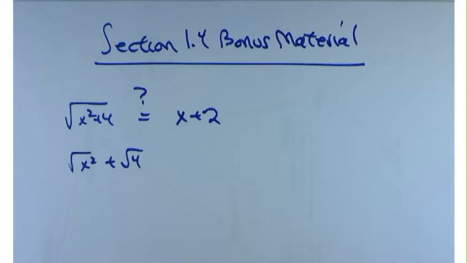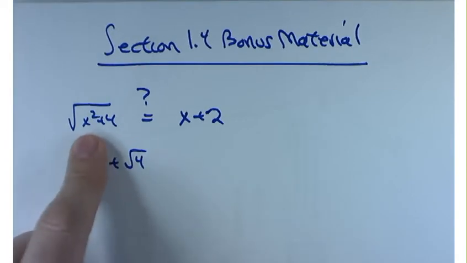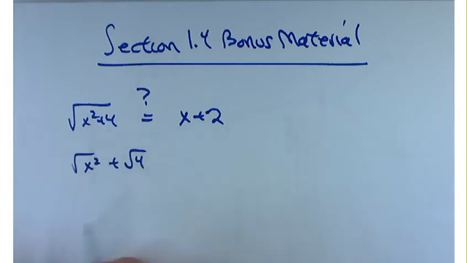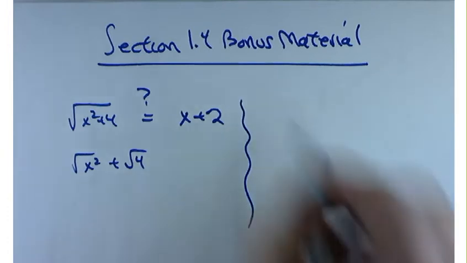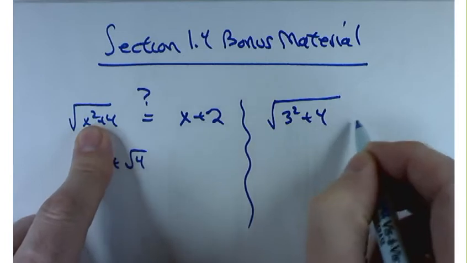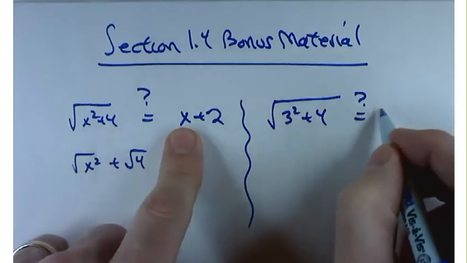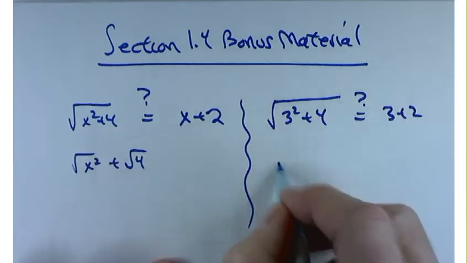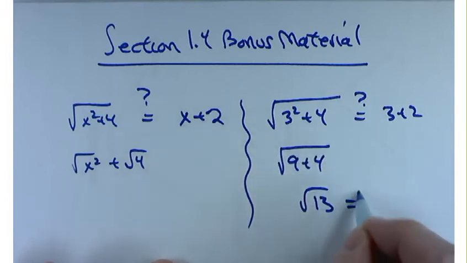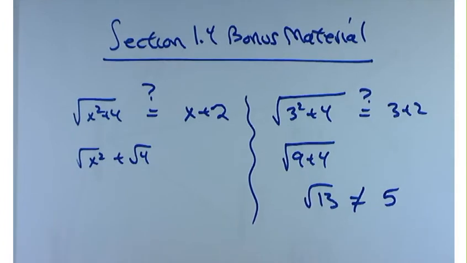And that is, what if we choose a value for x? Just pick a simple value for x, like 3. All right? Let's see if it works there. So I'll try it over here. If I put in a 3 for x, that'd be the square root of 3 squared plus 4. Does that equal 3 plus 2? Well, that'd be the square root of 9 plus 4, or the square root of 13, and I don't think that's equal to 5. So the bottom line is, as tempting as it looks, you can't distribute the square root symbol. It just doesn't work.